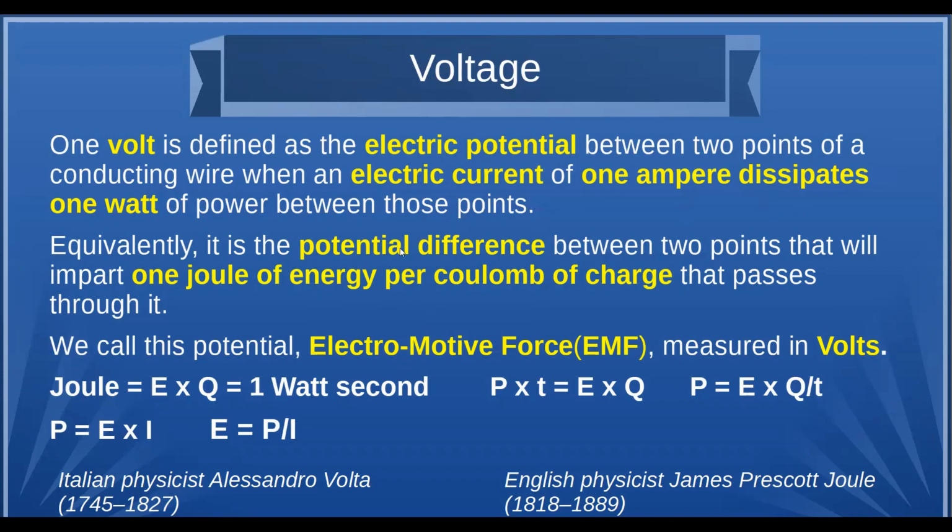Another definition is that the potential difference between those 2 points will impart a joule of energy per coulomb of charge. What that is trying to say is this formula here, where a joule is equal to a watt second. In other words, how much work is done by 1 watt of power for 1 second. Now, hopefully this will be clearer later on. It's probably confusing right now.